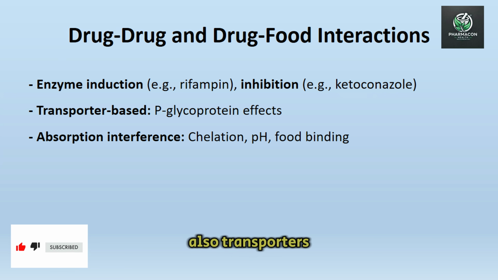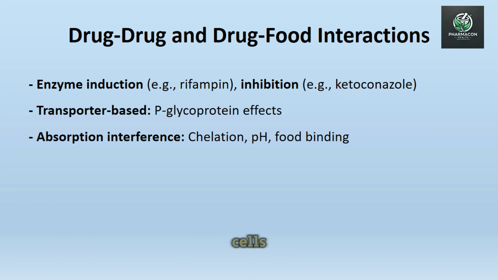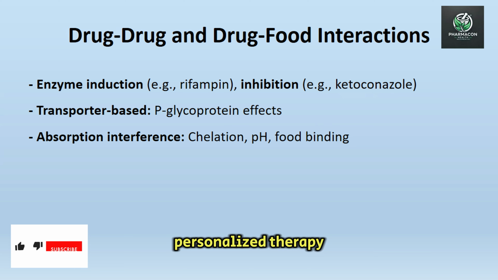There are also transporters, like P-glycoprotein, that affect absorption and distribution. They can pump drugs out of cells, which might reduce how well the drug works. Food can also play a role. It might bind to a drug, change stomach pH, or even block absorption by forming complexes. Knowing about these interactions helps avoid unexpected or harmful effects. Up next, how genetics can guide personalized therapy.